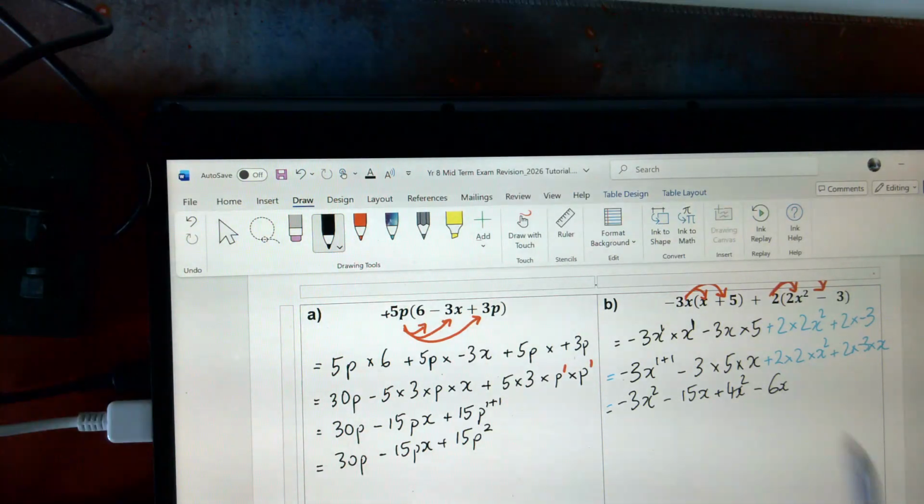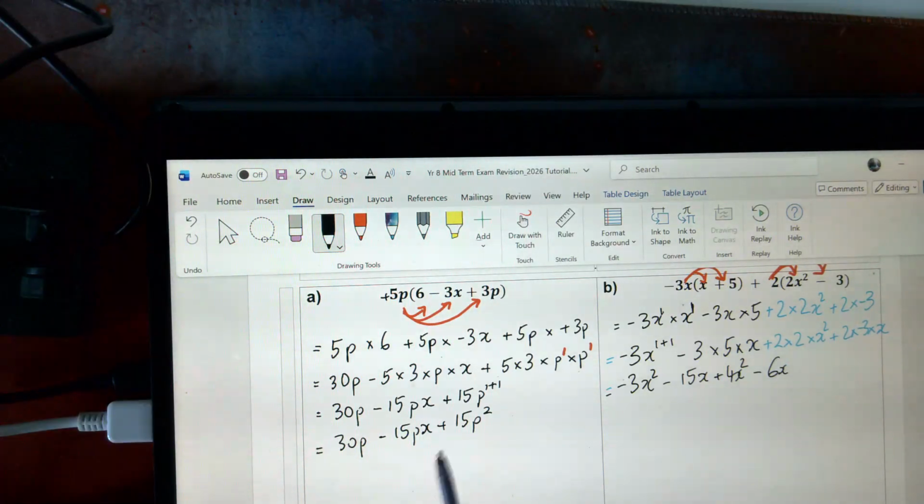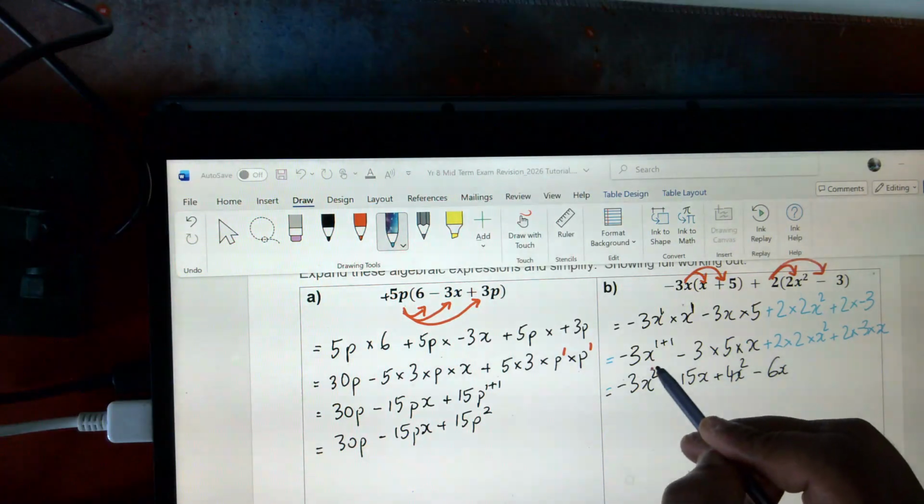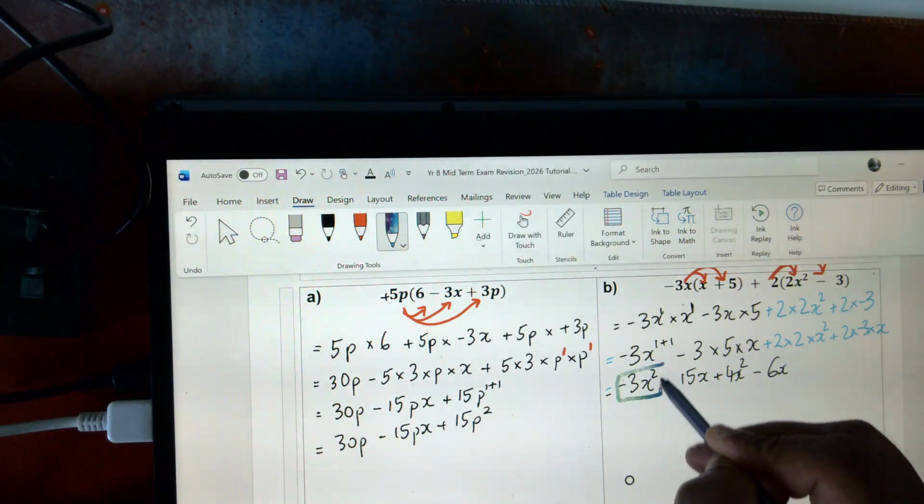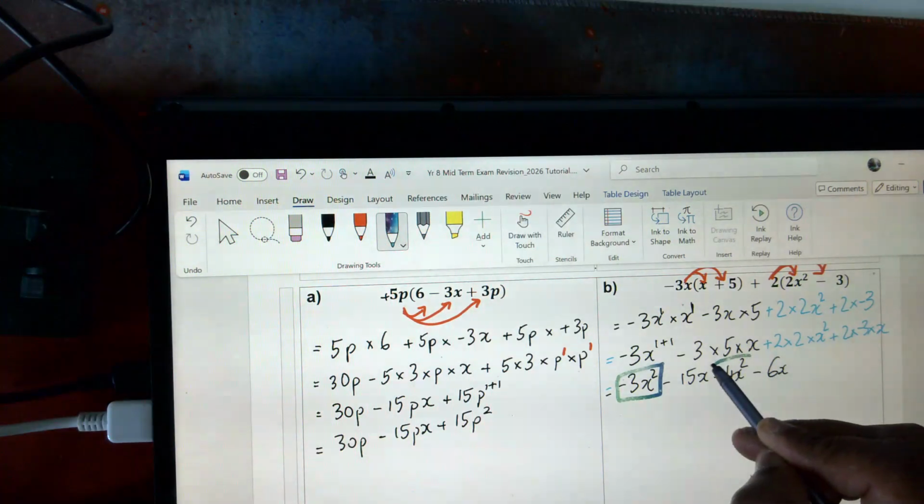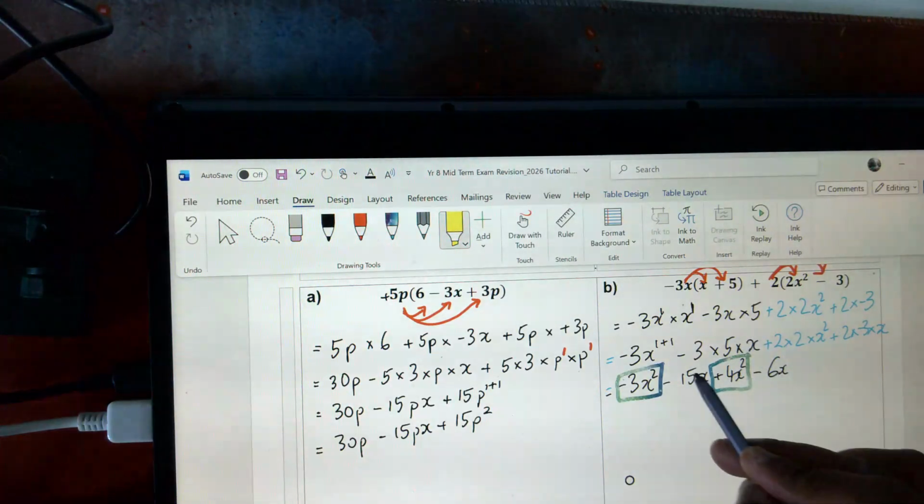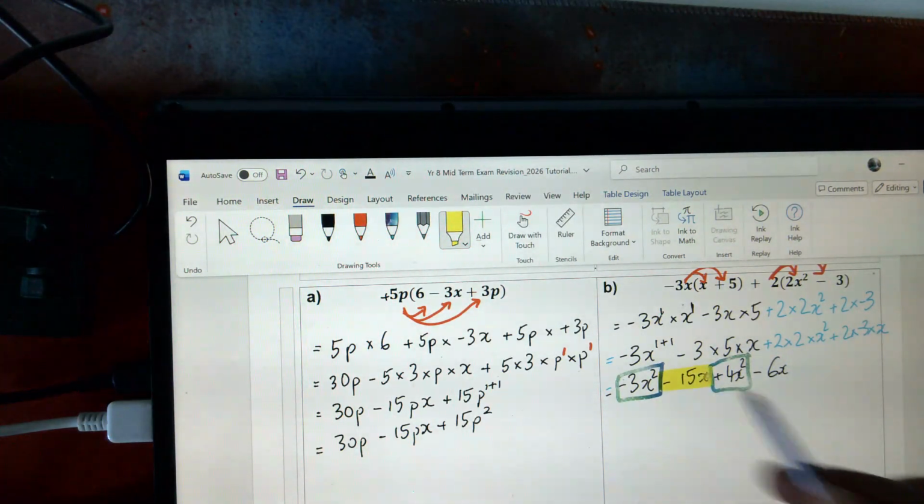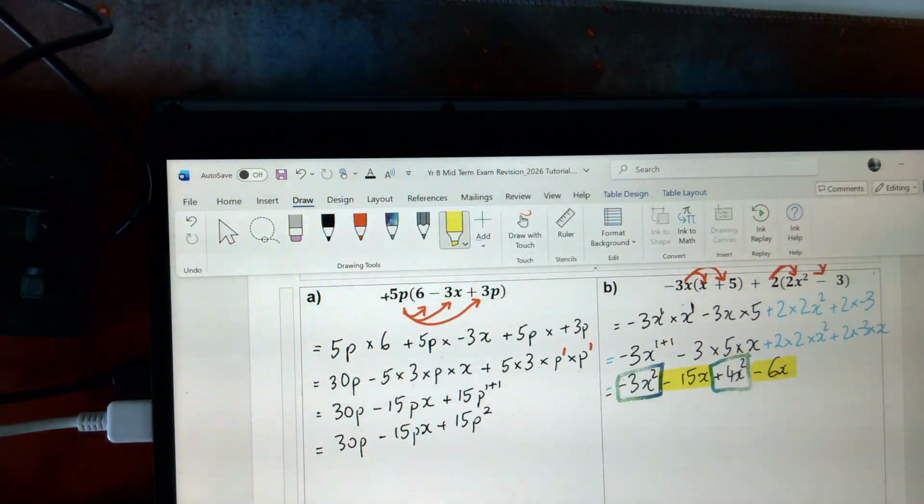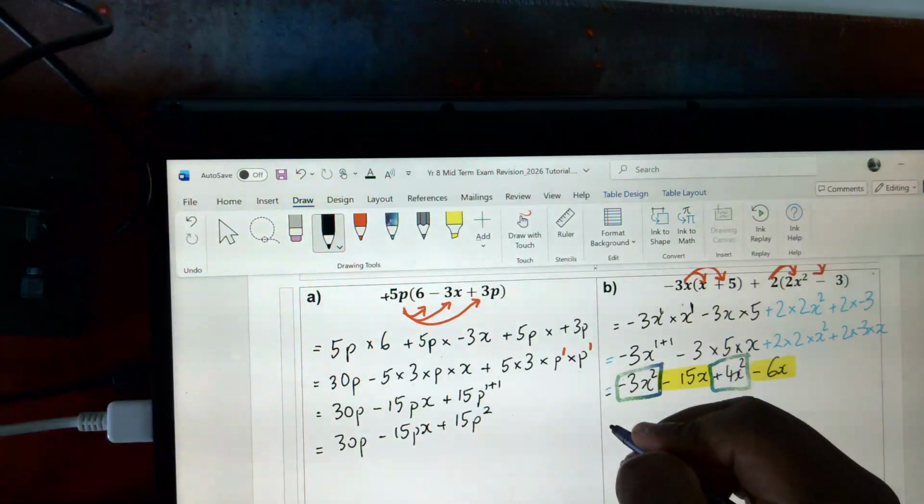And then what I didn't mention in part A is we don't need to color like terms here because p, px and p squared are not like terms. Whereas here we've got like terms. So I know that's an x squared term. I've got another x squared term, so there's 2 like terms there. And then I've got 15x and negative 6x. They're like terms, so let's group those together.